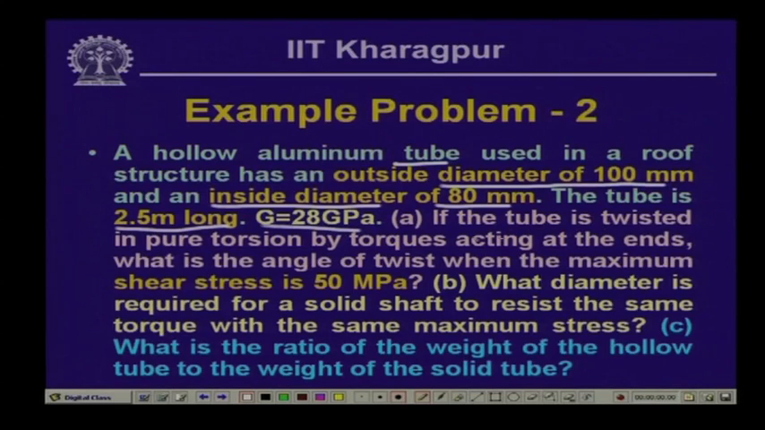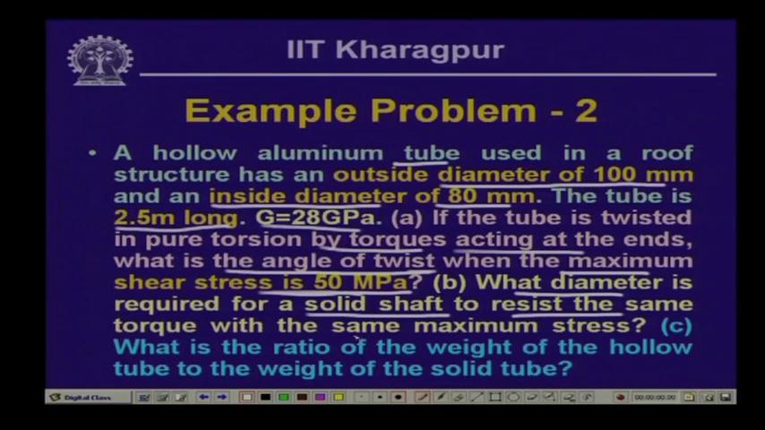Now, if the tube is twisted in pure torsion by torques acting at the ends, then what is the angle of twist when the maximum shear stress is 50 MPa. So, we will have to find out what is the angle of twist when the maximum shear stress is limited to 50 MPa. And secondly, what diameter is required for a solid shaft to resist the same torque with the same maximum stress. So, we can make a comparison between the two, and what is the ratio of the weight of the hollow tube to the solid tube. So, let us look into this particular example, so that we can make a comparison between the two.